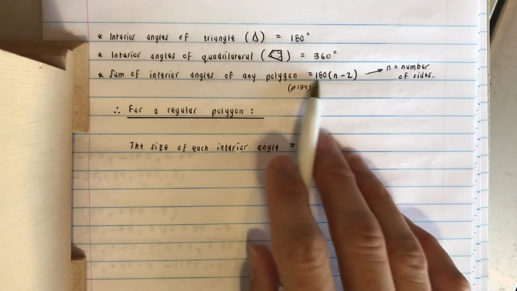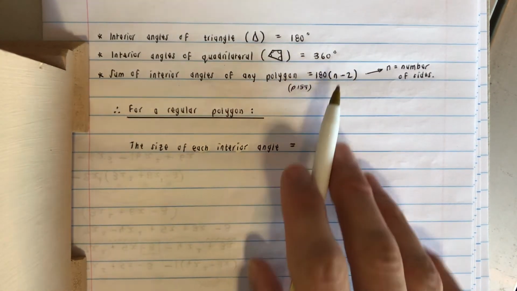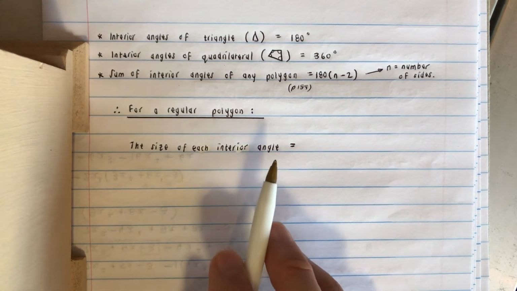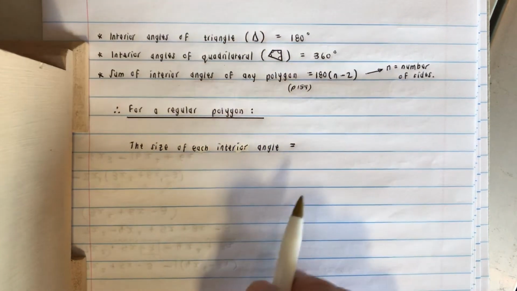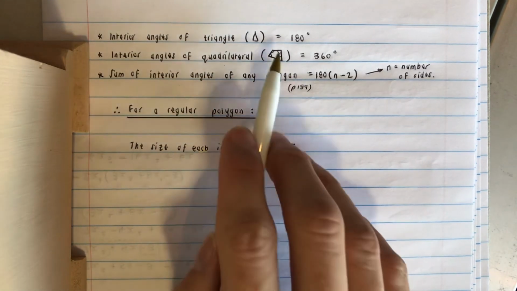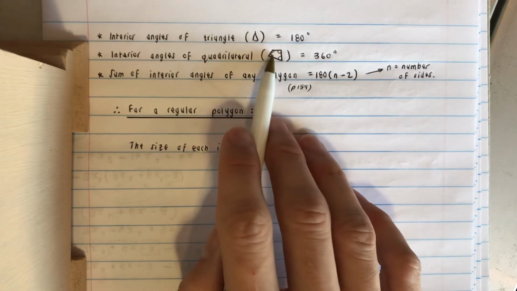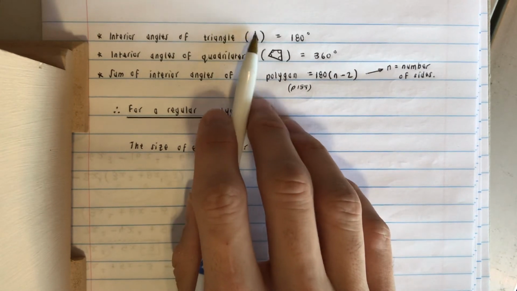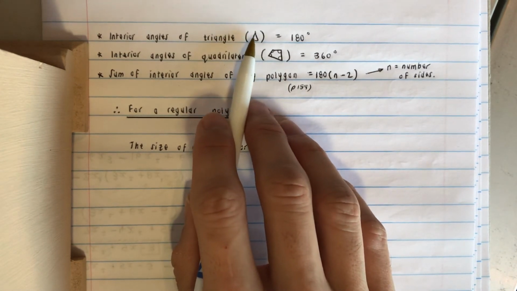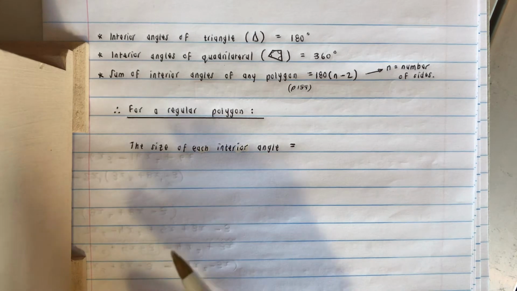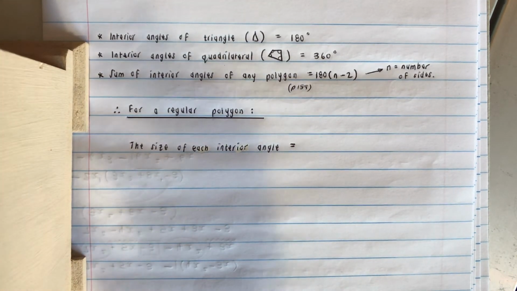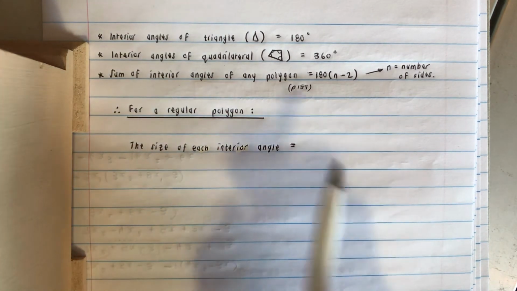It must be this sum divided by the number of angles, right? And what did I say about the number of angles and the number of sides? They are the same. Remember, here we have 4 sides for the quadrilateral. We also have 4 angles. Here we have 3 sides for the triangle. We also have 3 angles, right? Does that make sense, guys? Let me explain this again. I want you all to understand this.